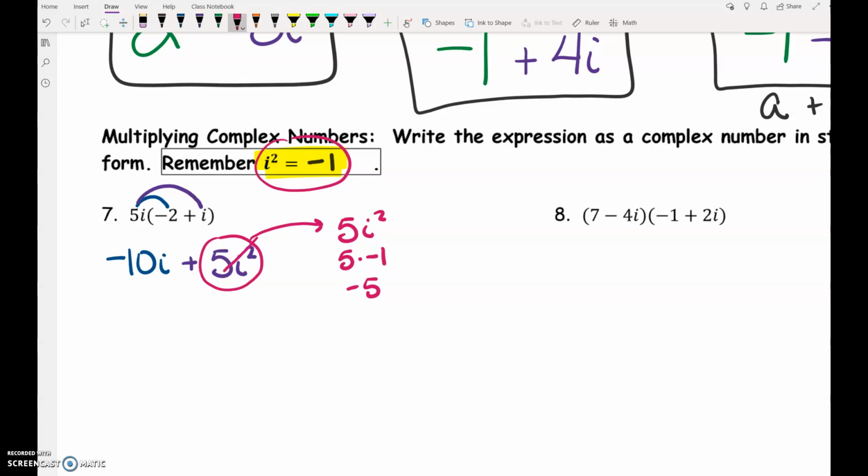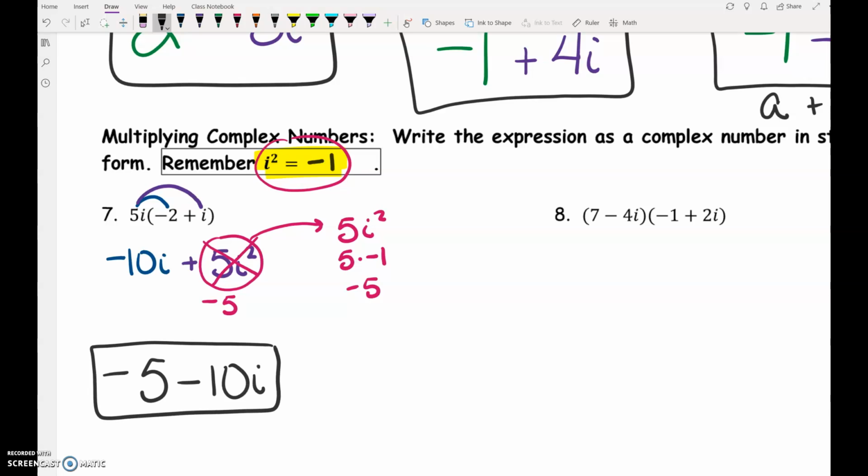So I could cross this whole thing out and put negative 5 in its place, because 5i squared and negative 5 are the same thing. When you redo the thing, you'd have to rewrite it, negative 5 minus 10i, because you need the real part first and the i second.